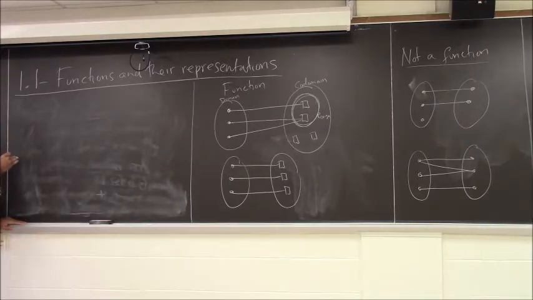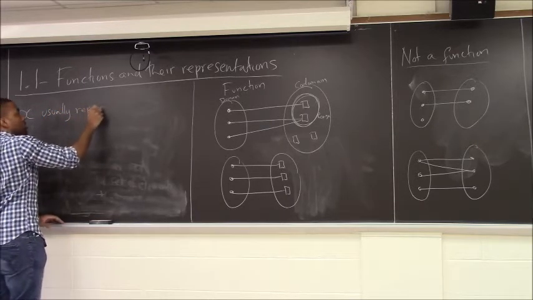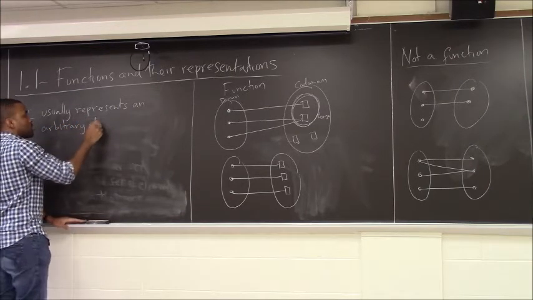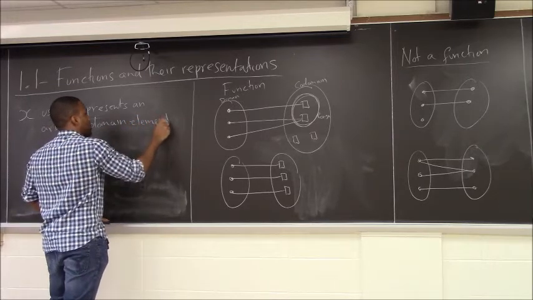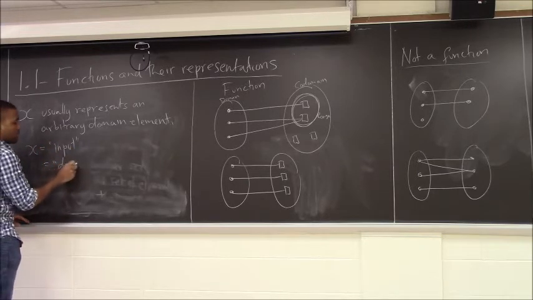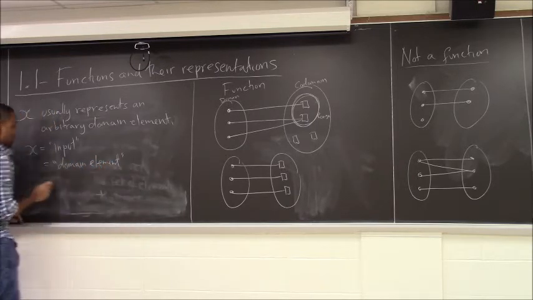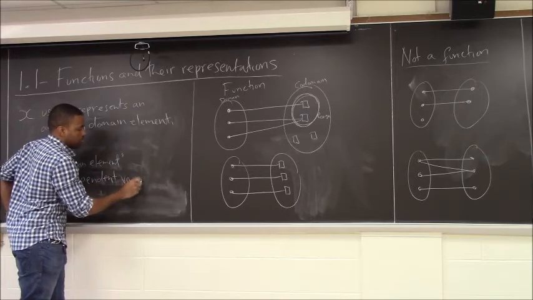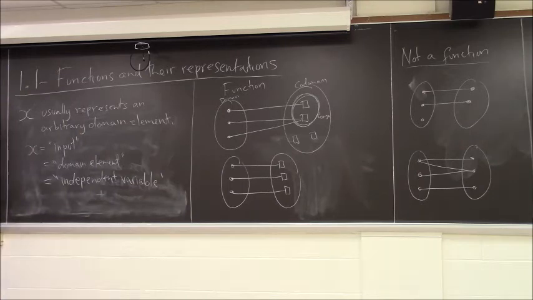What else do we want? Some more terminology. X, usually, not always, represents an arbitrary domain element. X is, you might refer to it as the input, you might also refer to it as a domain element. I will also commonly refer to it as what's called the independent variable. One thing I do want to emphasize, it does not have to be literally the letter x. I could call any other letter this, but once I define it as the independent variable, you'll know, oh, it takes the role of x as I normally use it.